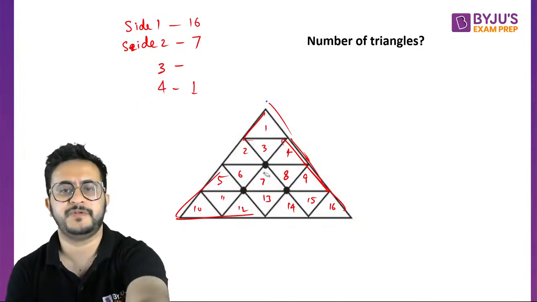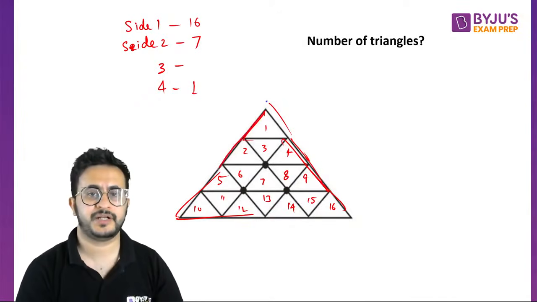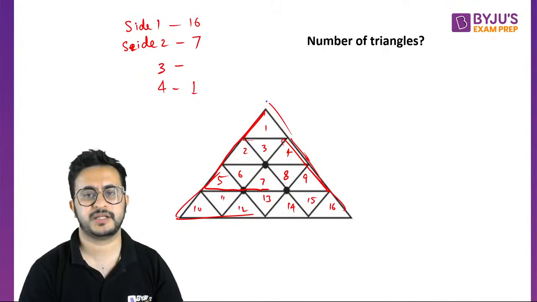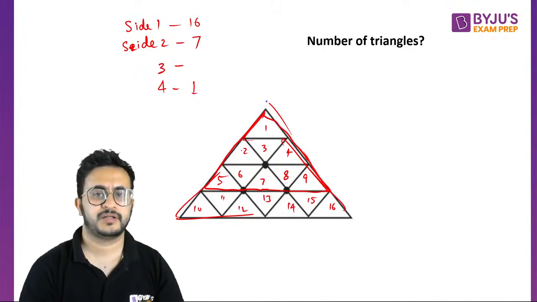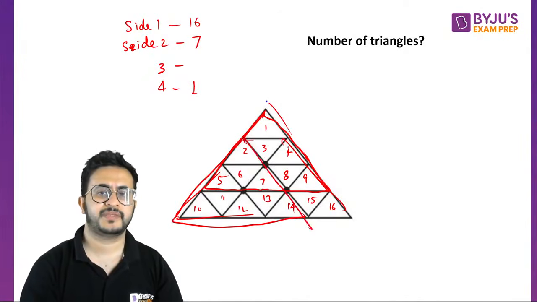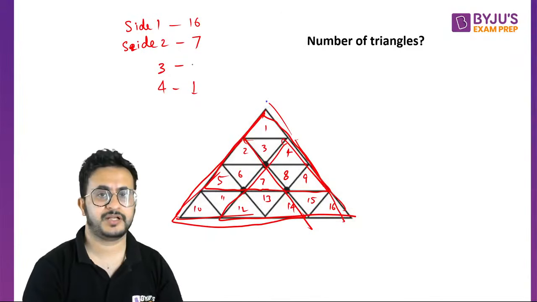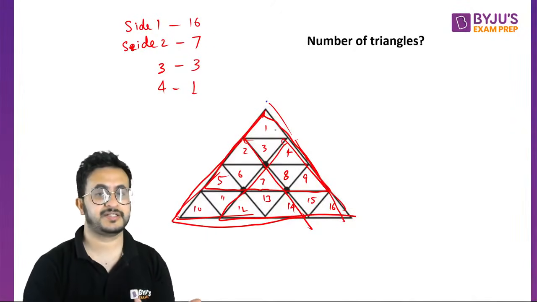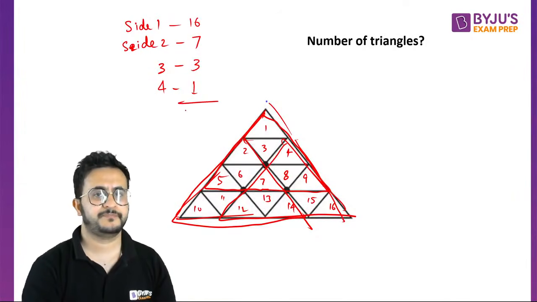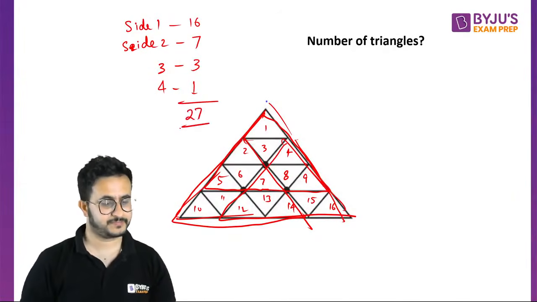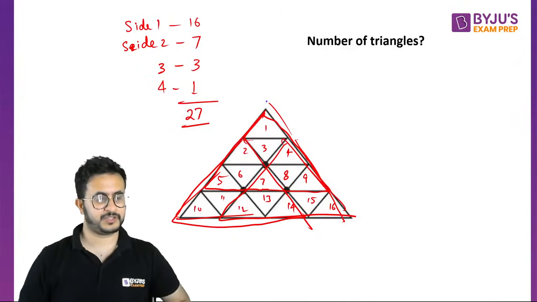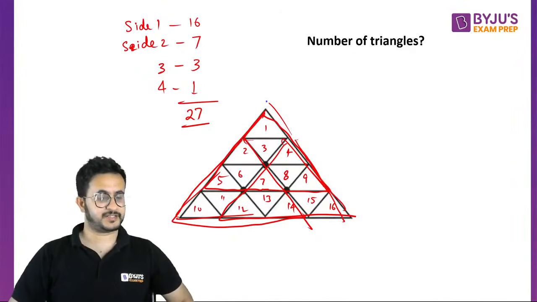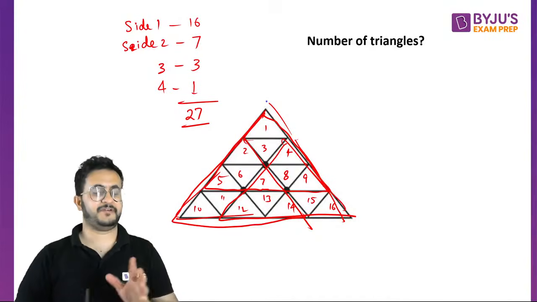Let us count the triangles with side 3. Now if we see side 3, one triangle is this large triangle. Then we have this triangle, and then we have this triangle. So there are 3 such triangles, and for side length 4, there is one grand triangle. So we have 27 triangles. Someone said 27. Yogita, your answer is right. 27 triangles.